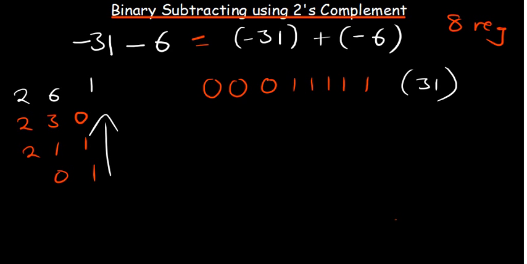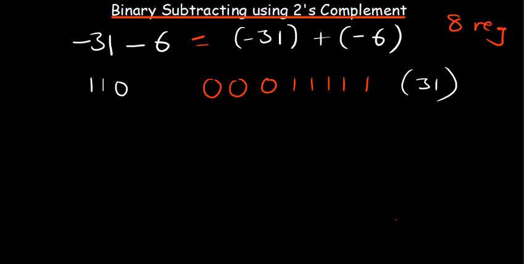You have 1, 1, 0. And since I'm looking at an 8 register, how many numbers do I need to add? 1, 2, 3. So we have 1, 2, 3, 4, 5, 6, 7, and 8. So let me just create some space. So we have 1, 1, 0, 4, 5, 6, 7, and 8, right? So this is our positive 6.